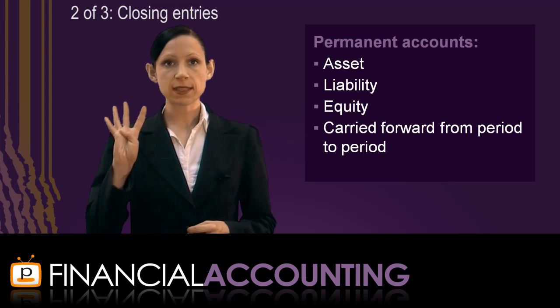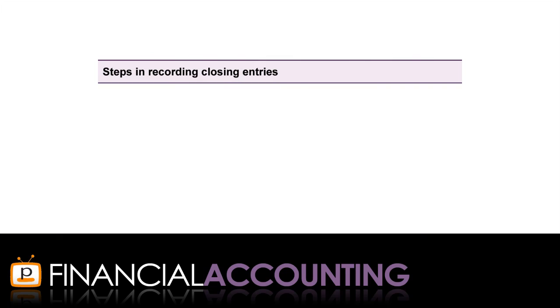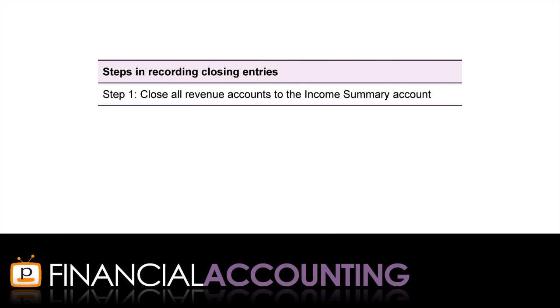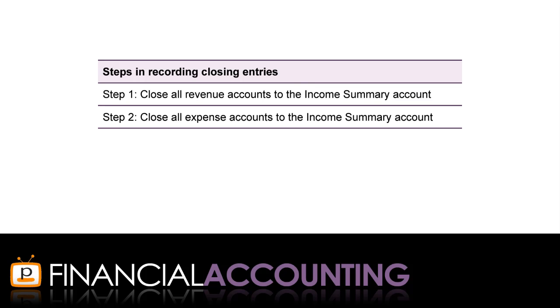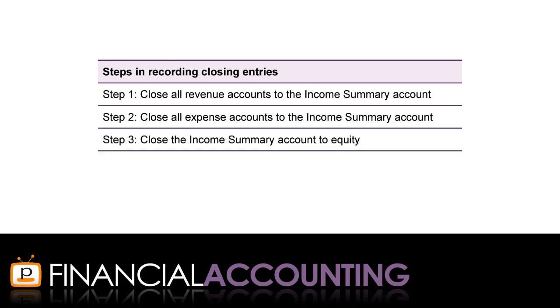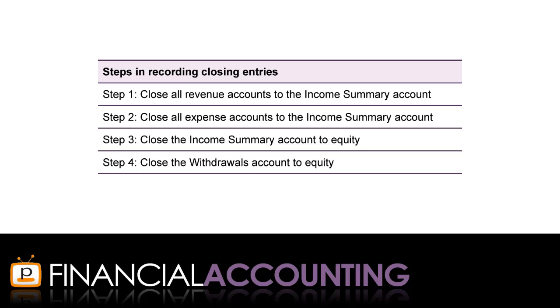Recording closing entries has 4 main steps. Step 1 closes the balance of revenue accounts to the income summary account, while Step 2 closes all expense accounts to the income summary account. The third step closes the balance of the income summary account to an equity account, and the final step is to close the balance of the withdrawals account to equity.